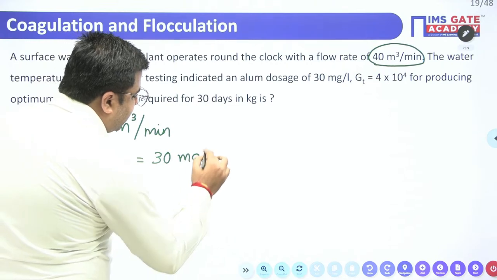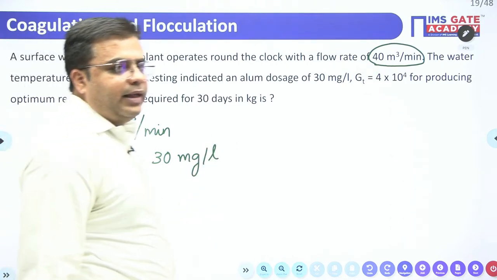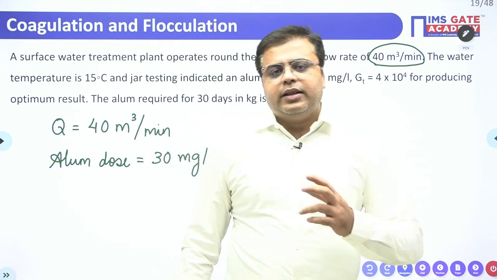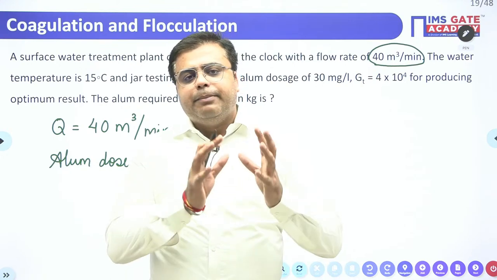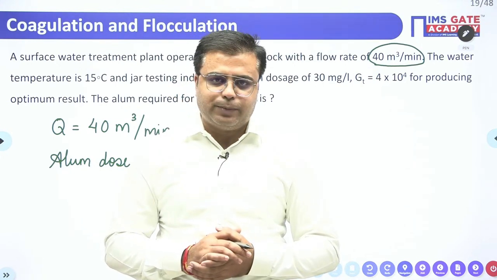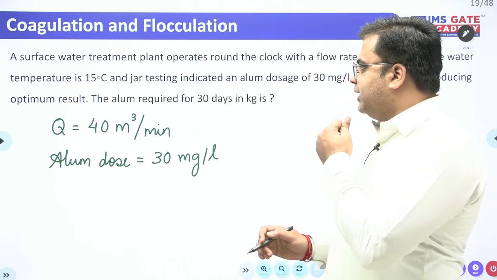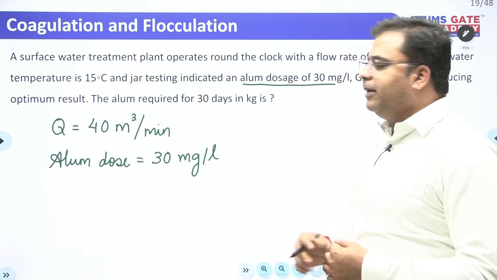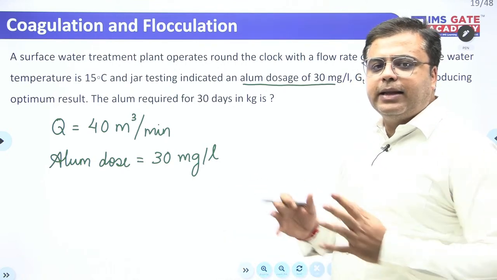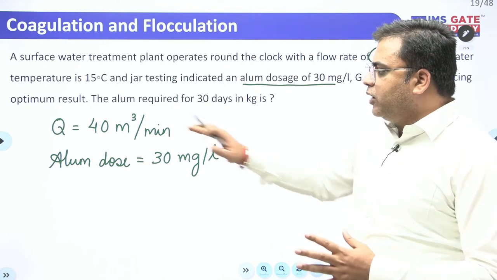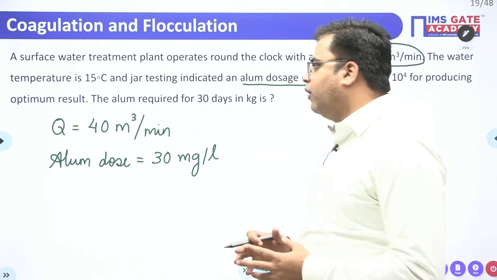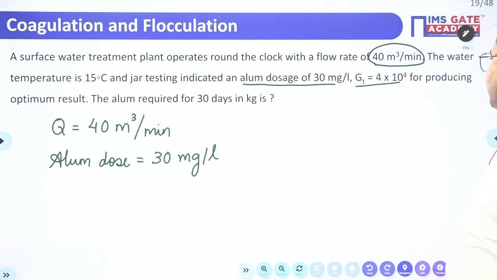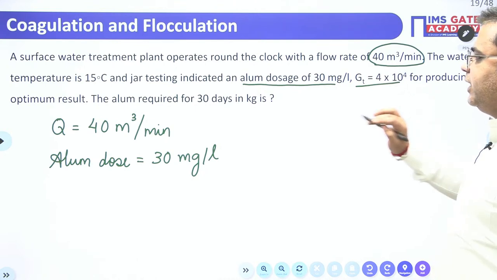My dear students, jar test is actually used to determine the optimum coagulant concentration that you have to provide so that you will get the maximum efficiency of removal of fine suspended particles, right? So using that jar test, we got the concentration of alum, which is a coagulant, as 30 milligram per liter. You have to provide 30 milligram per liter of alum to this water to get the maximum efficiency of removal of fine suspended particles. The value of GT is given as 10 raised to the power 4 for producing the optimum result.